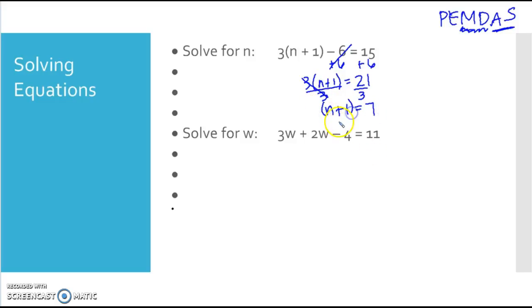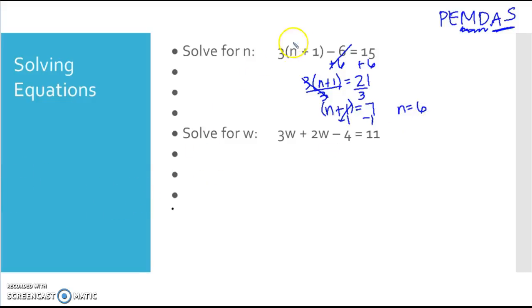Now I'm left with what I had in parentheses, which is what we started with a couple slides ago, where all I have is n plus 1 equals 7. So I just have one step, subtract 1 from both sides, n equals 6.